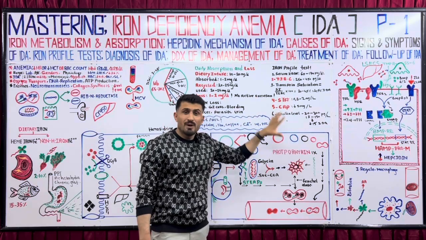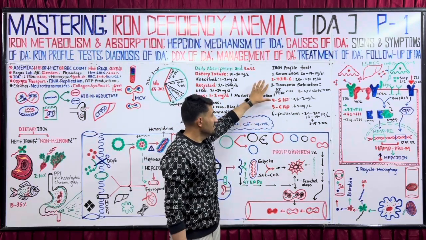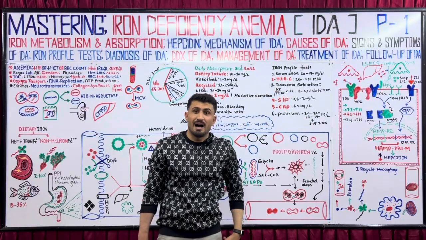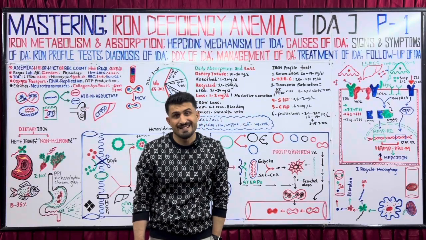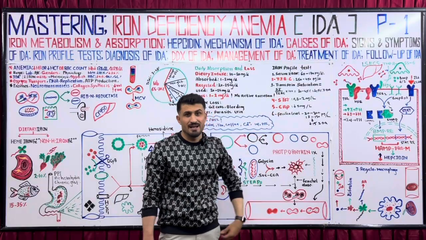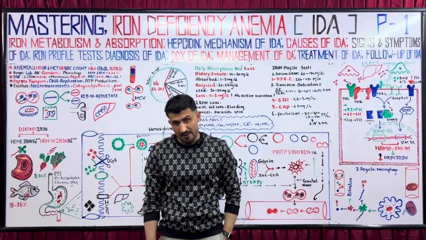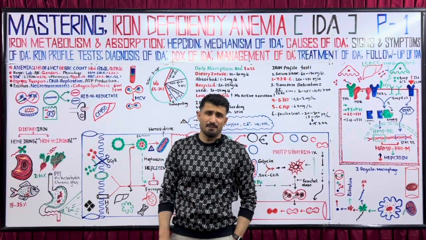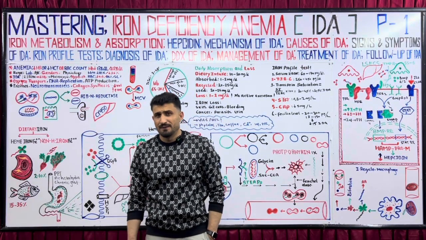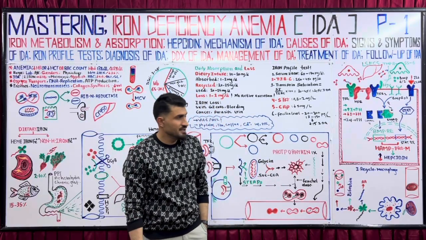And the third importance of iron metabolism is that we have a test by which we diagnose and differentially diagnose iron deficiency anemia, which is called the iron profile test. To know about the iron profile test, you have to know about the metabolism of iron. Plus, we have a protein which is called hepcidin, and we will talk about hepcidin.